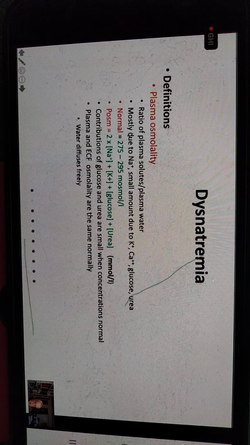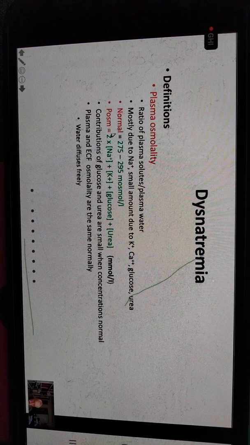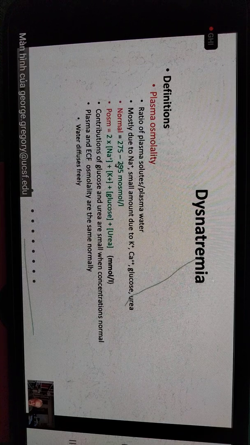And the plasma osmolarity is mostly due to the sodium concentration, but a small amount is due to potassium, calcium, glucose, and urea in a normal situation. As we will see in this case that we're going to talk about, the glucose was very high, so that's contributing greatly to this plasma osmolarity. And we all know that the normal plasma osmolarity is about 275 to 295 milliosmoles per liter. And that's what's normal. And so go ahead and do that, and then we'll do the calculation.